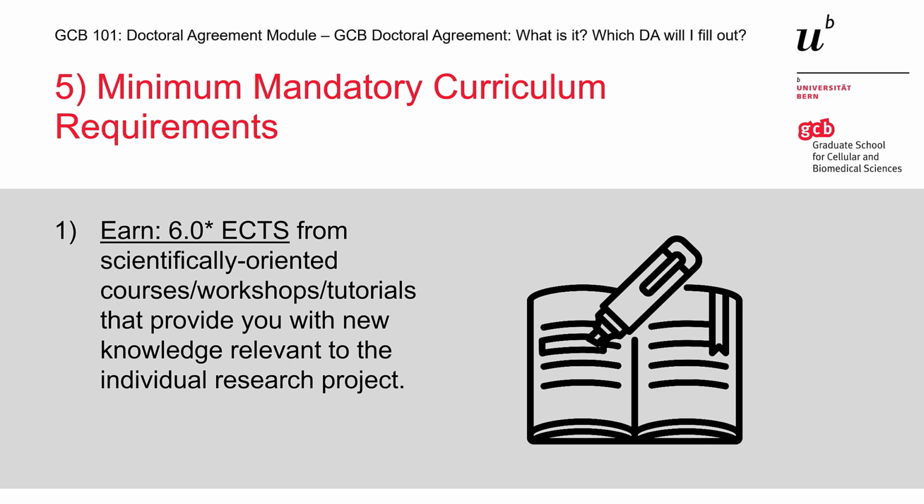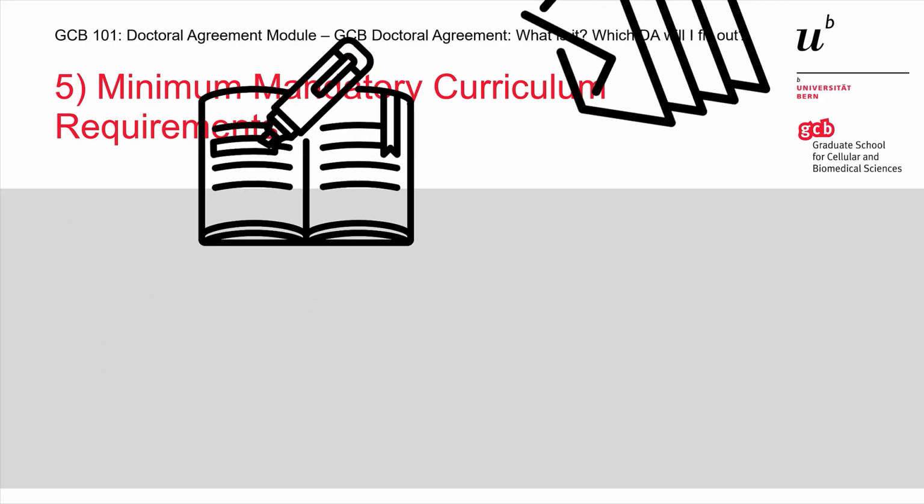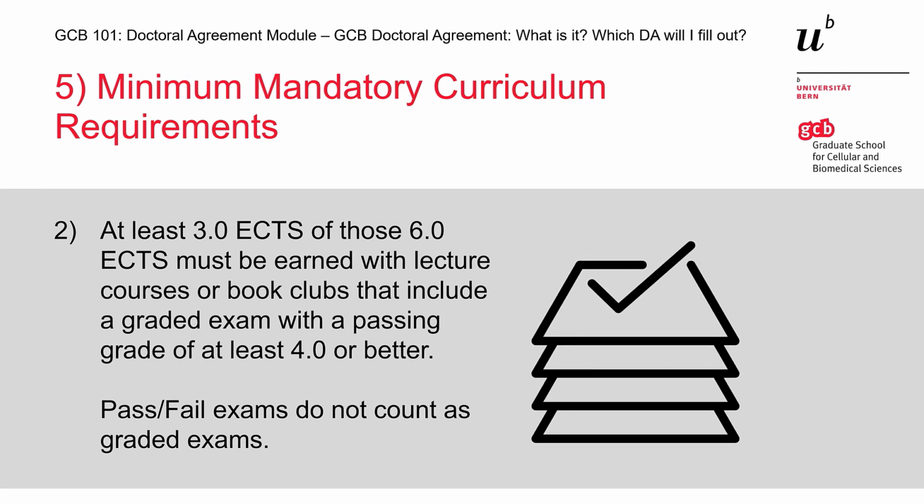Depending on your educational background, you may be required to earn 30 or more mandatory ECTS. This will be discussed more in detail in Step 6. Number 2. At least 3.0 of those 6.0 ECTS must be earned with lectures, courses, or book clubs that include a graded exam that you have passed with a grade of 4.0 or better. Pass-fail exams do not count as graded exams.